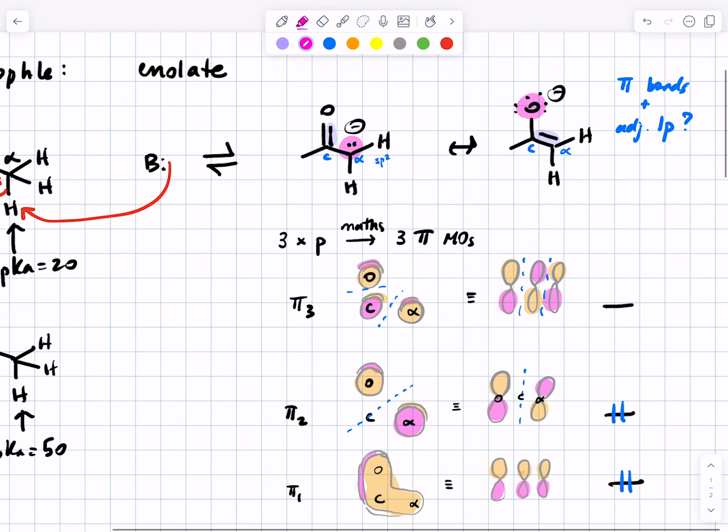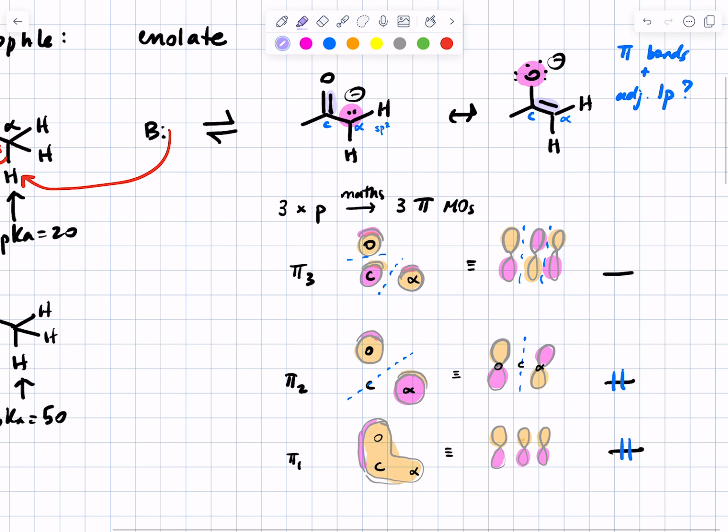What I'm trying to tell you is the purple electrons in the resonance structure above are these ones, and the pink electrons are those ones. Okay, questions? Questions about that picture?